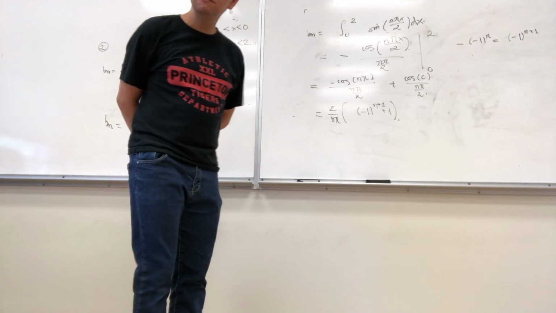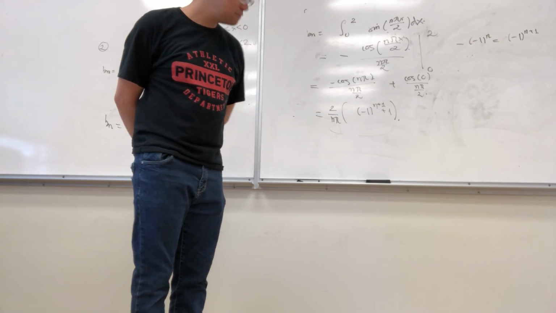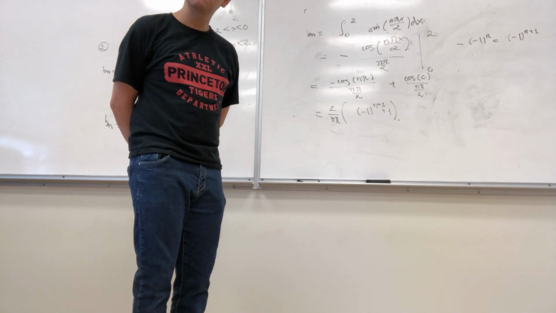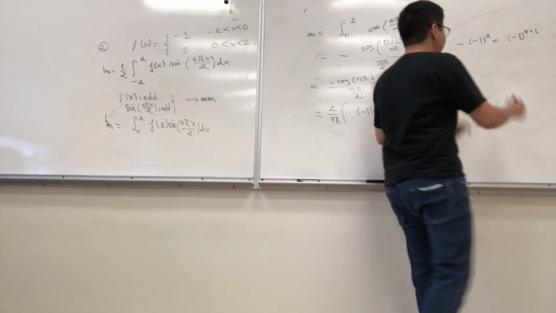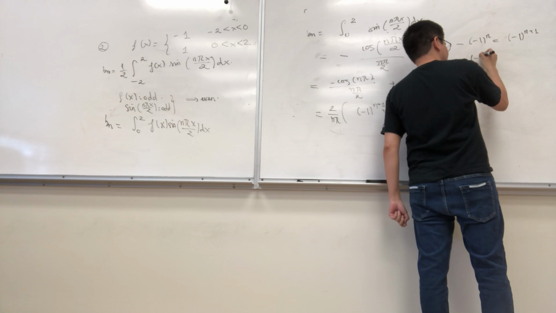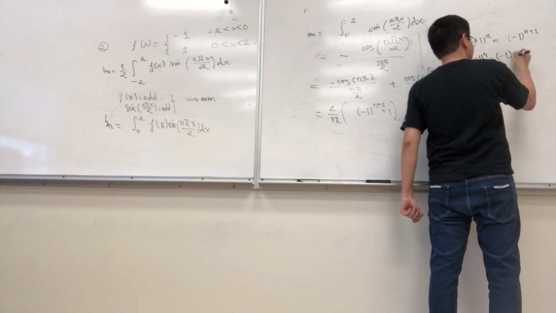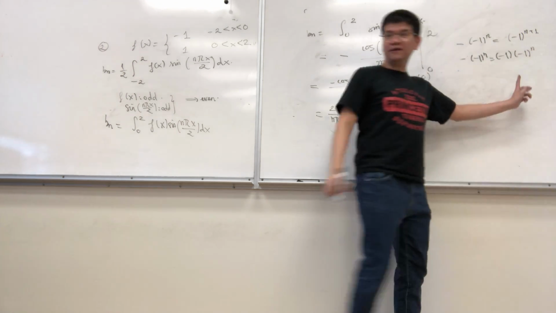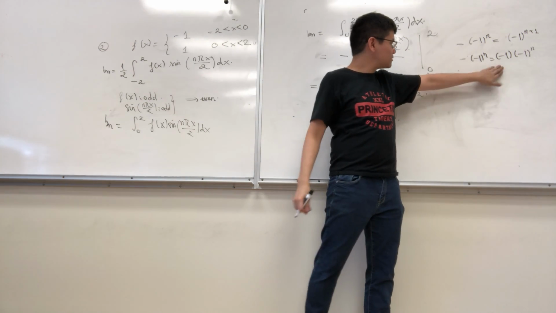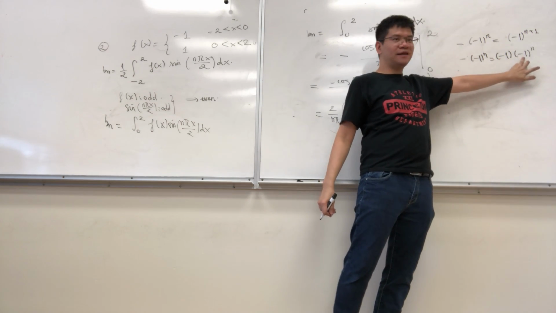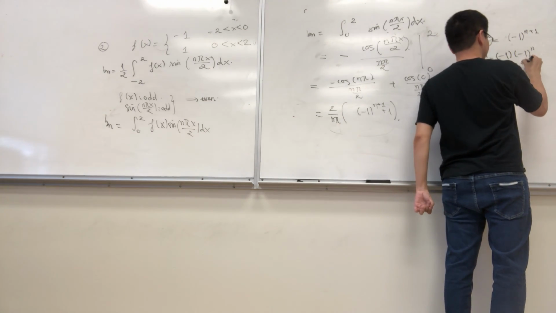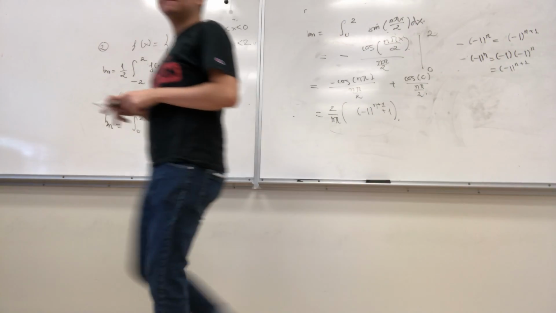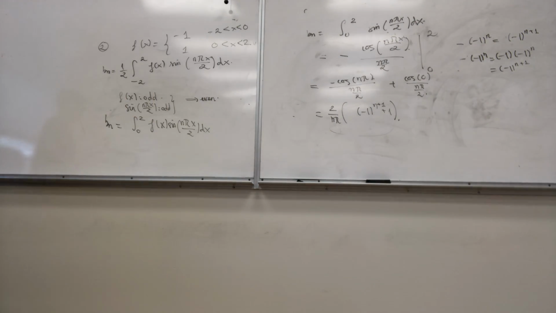Yes? Would it also be correct to put in 1 minus 1 at the end? Yes, it's also okay. So in this case, this is minus of minus 1 to the n, so you have minus 1 and minus 1 to the n, so you add the power. So this is minus 1 to the n plus 1, right? That's good. Other questions?